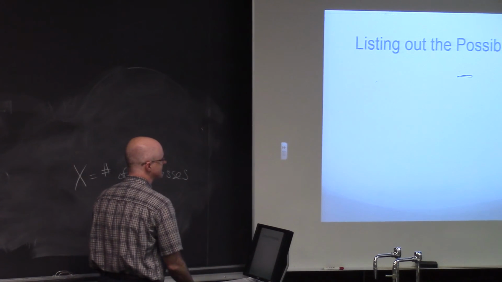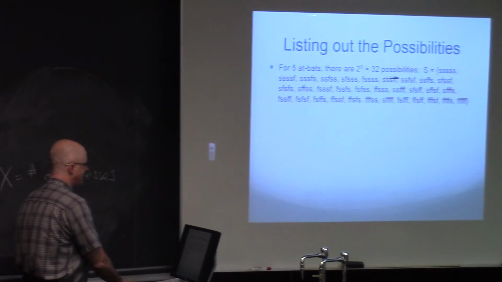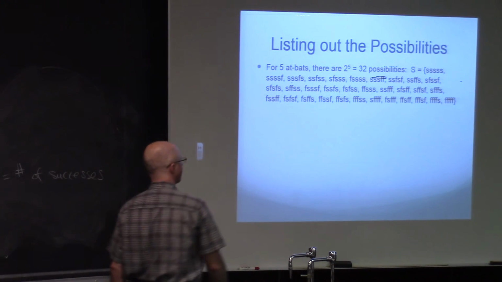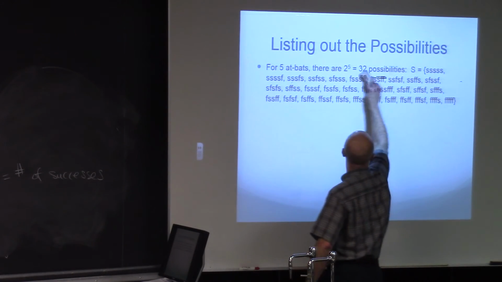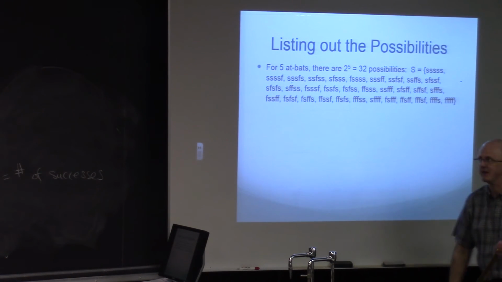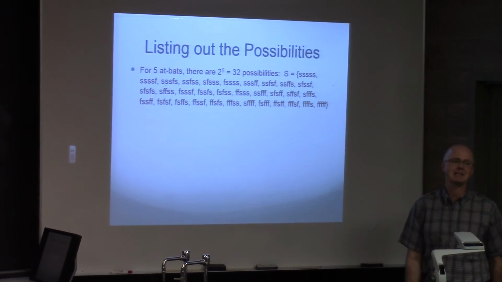What are the possibilities? Essentially, this is your sample space. Yikes, look at all those things. Don't write them all down, okay? I took the time to list out all the possibilities. Little s stands for success, little f stands for failure. Capital S is the sample space. There are 32 possible things that can happen.